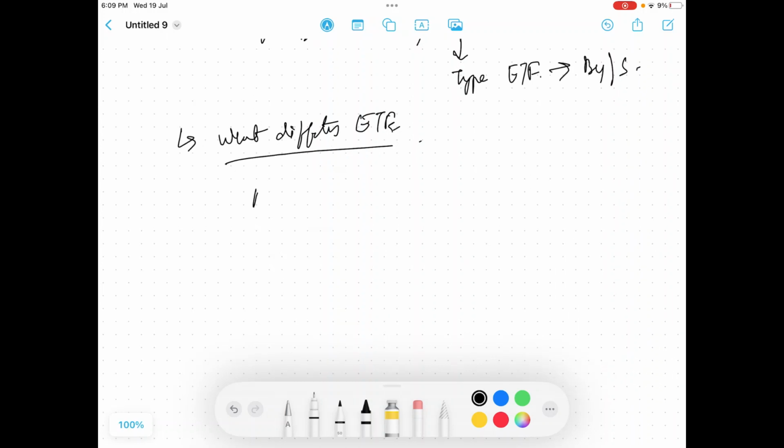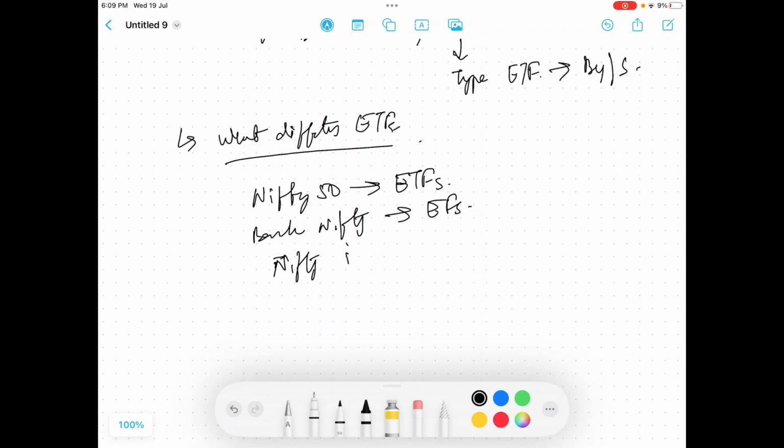As I mentioned, Nifty 50 is there, right? So there are ETFs which will track this. Then there is Bank Nifty, and these ETFs will track Bank Nifty. Similarly, there is Nifty IT, and similarly you have IT, PSUs, and then you have metal, right?